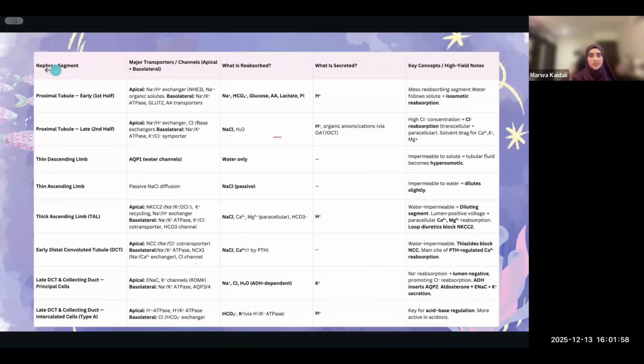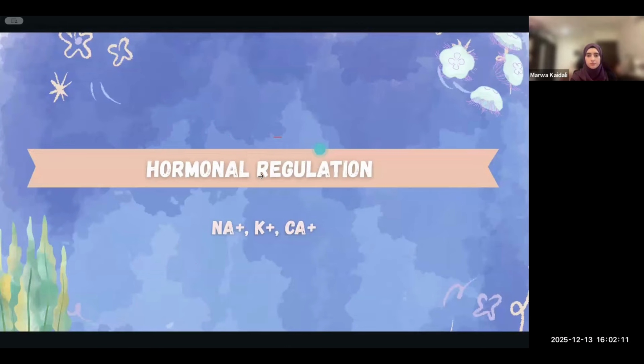This is a summary of all the channels that I just talked about because I know there are a lot. So I really recommend you go through this at the end of your studying, just as a quick review, because it puts everything together. Before we move on to our next section, because we're actually done with all of the channels and transporters in the nephron, is everything clear? Do you guys want me to repeat anything?